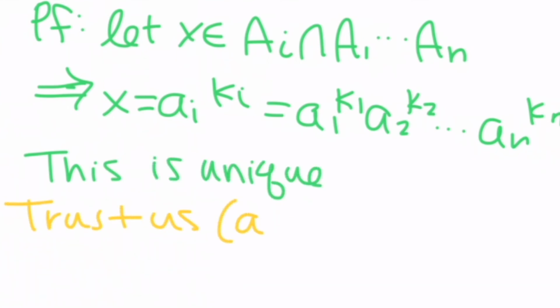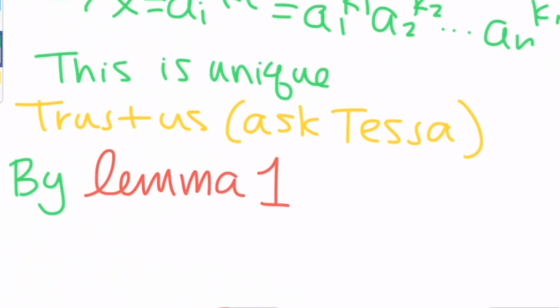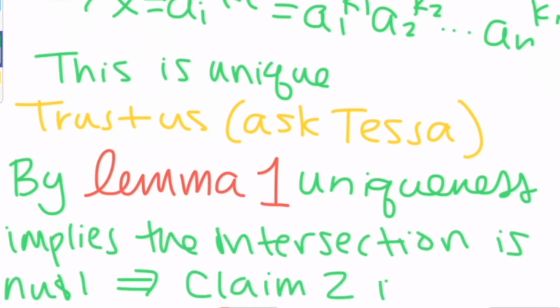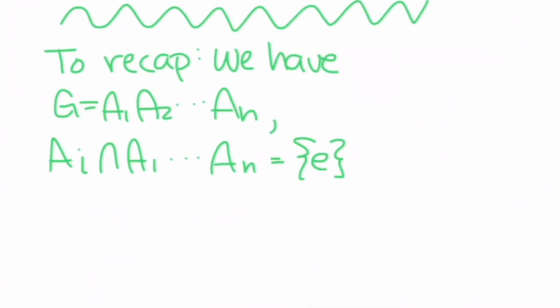So by lemma 1, which stated that if g can be written uniquely as a product in this way, then the intersections of all of the subgroups is trivial, we have now shown that claim 2 is true. So to recap, we have shown in claim 1 that G is equal to the product of cyclic groups A1 through An. Also, we have shown in claim 2 that if you take out any Ai from that product and intersect it with the product of the rest of the subgroups, the intersection is trivial.